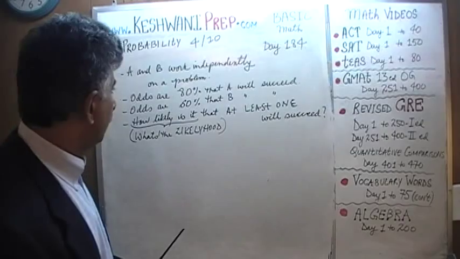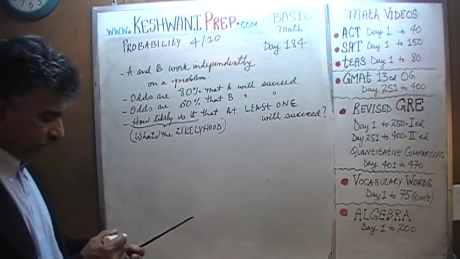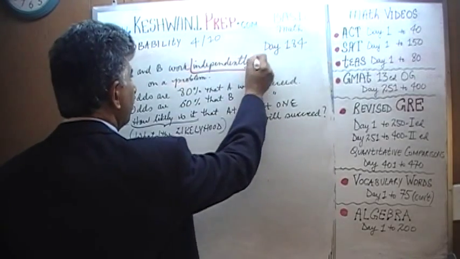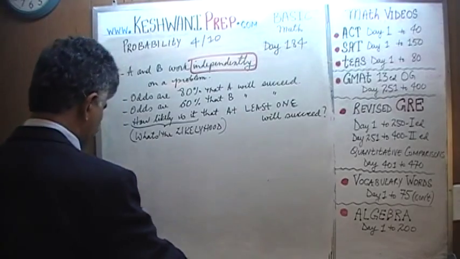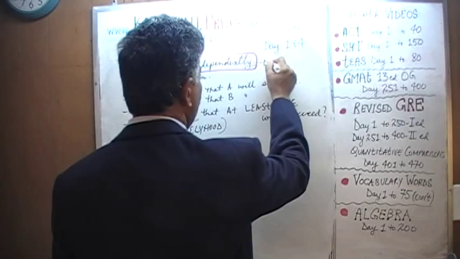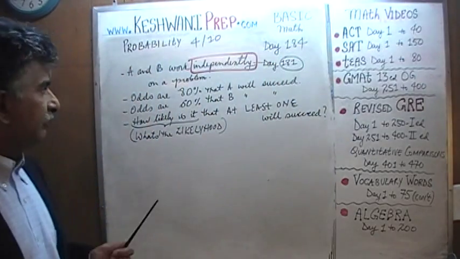So let's get going. We have two people, A and B. As you can see here, we are told that they work independently. Now what does it mean for them to work independently? That word is loaded. It has meaning. Well, that comes from day number 181. I'm going to leave it up to you to understand it yourself.